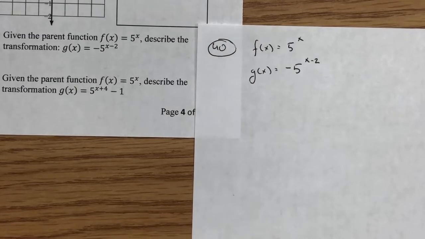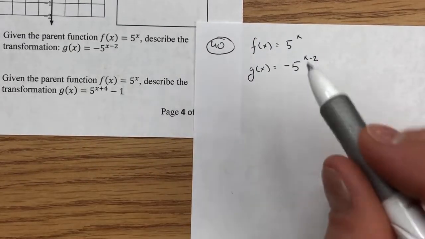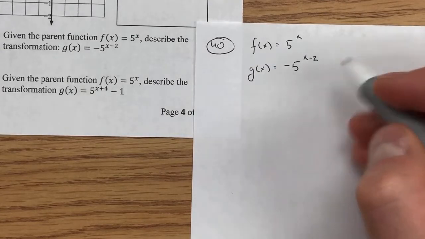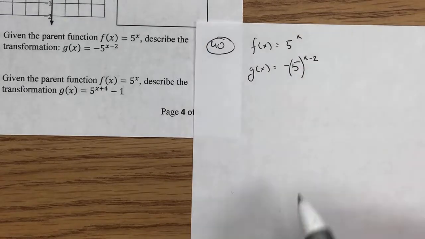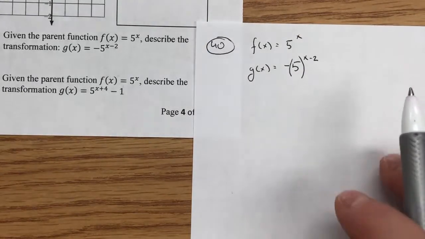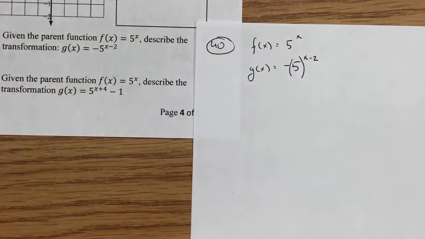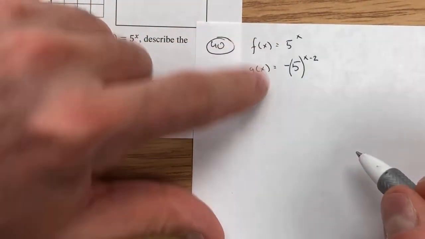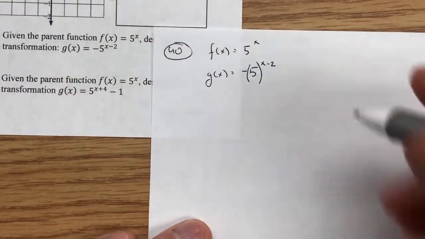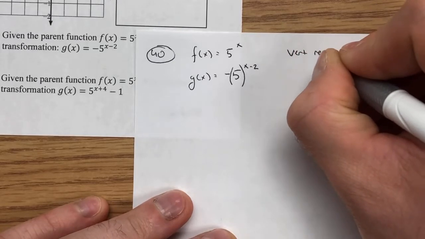So with this one, we want to pay attention to when we have a power and I don't see a set of parentheses, I'm assuming that the negative is not included in the set of parentheses. That's just a general assumption we're going to make. So I want to describe what happened from here to here. Well, a couple things I need to take note of. I did change from a positive to a negative, which means the graph must have been flipped vertically. So I have a vertical reflection.